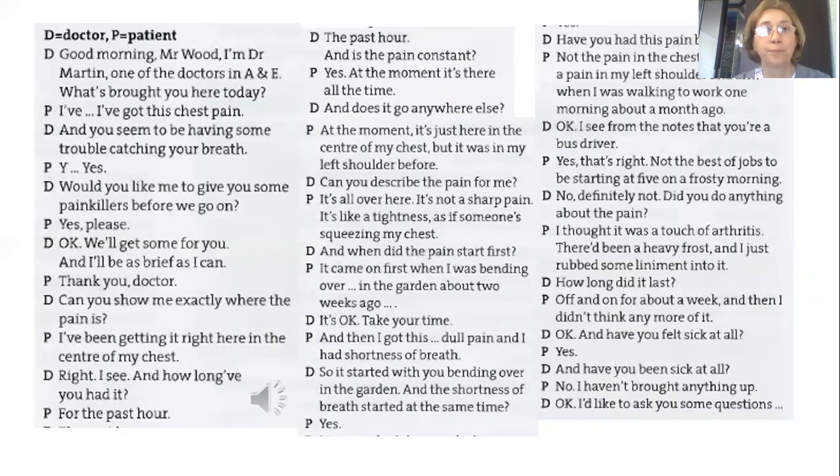I had a pain in my left shoulder and arm when I was walking to work one morning about a month ago. Okay. I see from the notes that you're a bus driver. Yes, that's right. Not the best of jobs to be starting at 5 on a frosty morning. No, definitely not. Did you do anything about the pain? I thought it was a touch of arthritis.